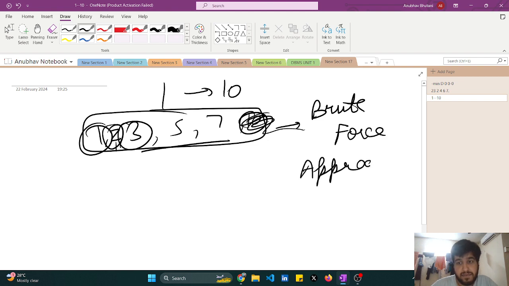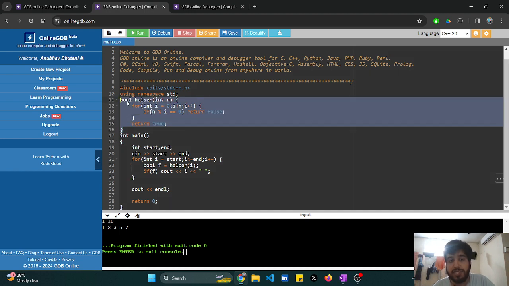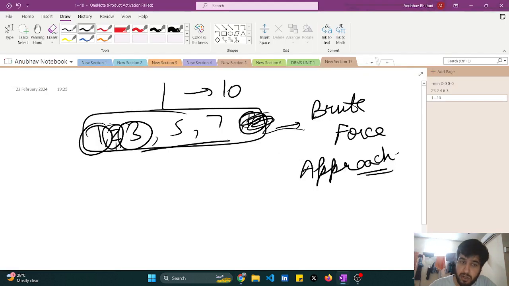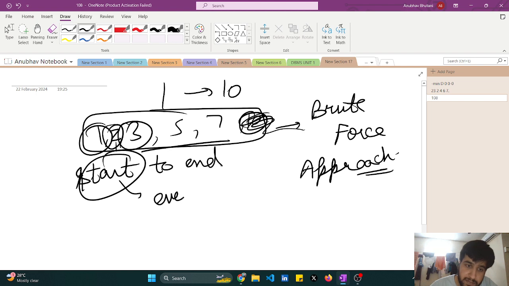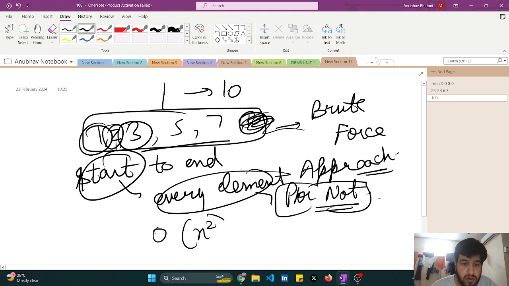But if you see why it is known as a brute force approach, because if you try to see the time complexity of this, basically I'm iterating through all the elements, and again I'm iterating through all the elements to check whether the number is prime or not. Iterating through all the elements from start to end, and for every element, I am checking whether it is prime or not. Okay, so this gives me a time complexity of O of n square.